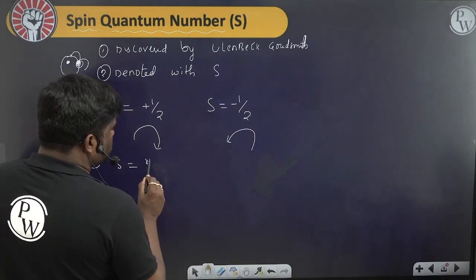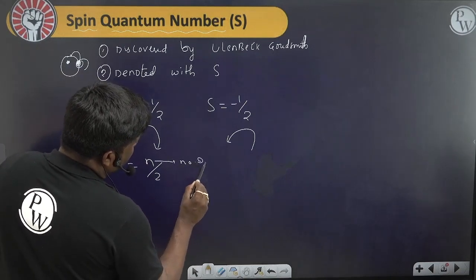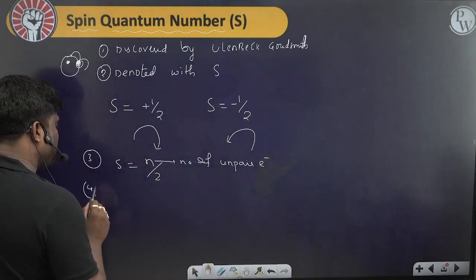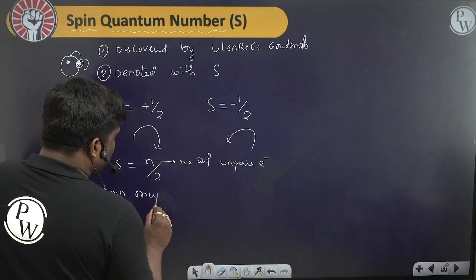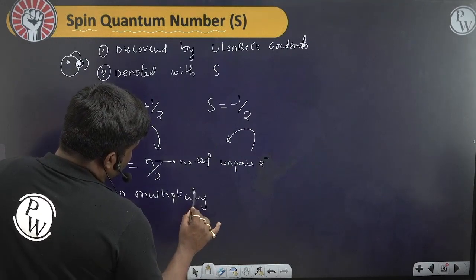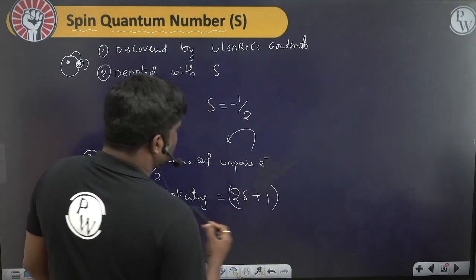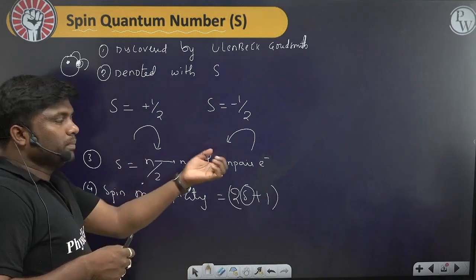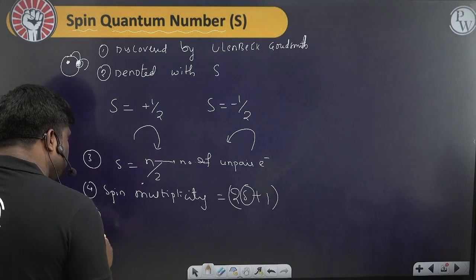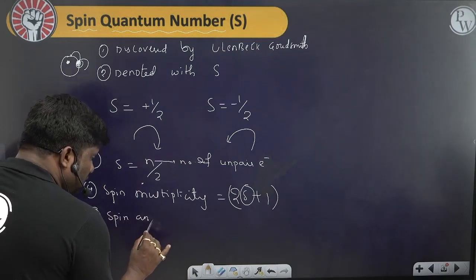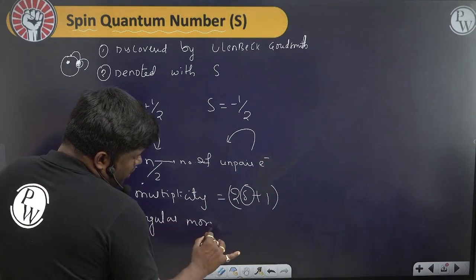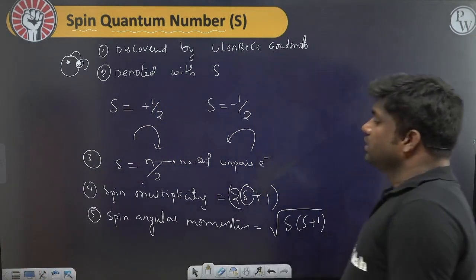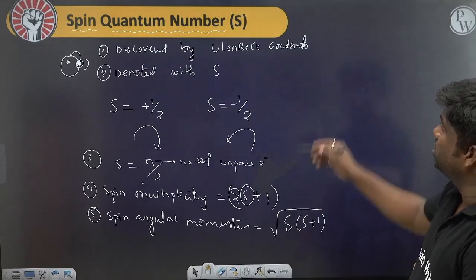the total spin of the electron is equal to n by 2, where n is the number of unpaired electrons. And next, spin multiplicity is equal to 2S plus 1. S is the total spin, which is n by 2, and n is the number of unpaired electrons. Next, the fifth point: spin angular momentum of the electron is equal to under root S into S plus 1.